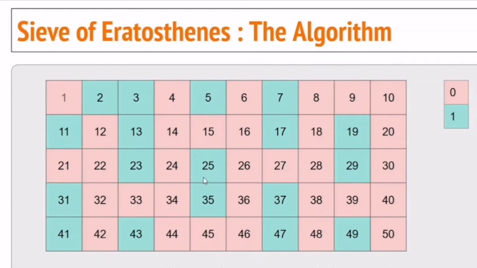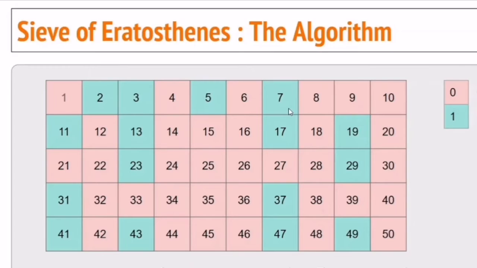So we would start from the square of the prime number, and then we would start marking 0 all the multiples of 5 starting from 25. So 25, 30, 35, 40, 45 and so on. So we would mark all the multiples of 5 starting from 25. Now our pointer would increment and would become 6. Now 6 is 0, so it is not a prime, so we would move on.